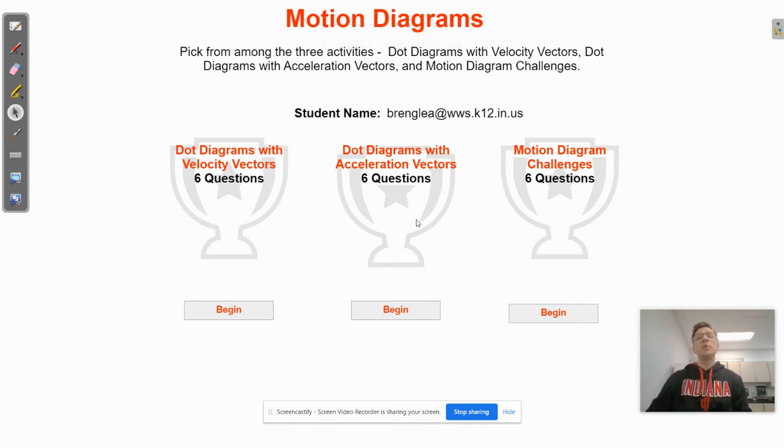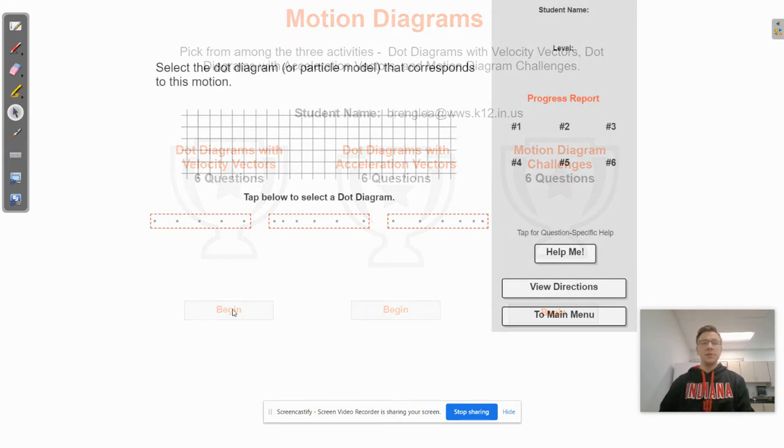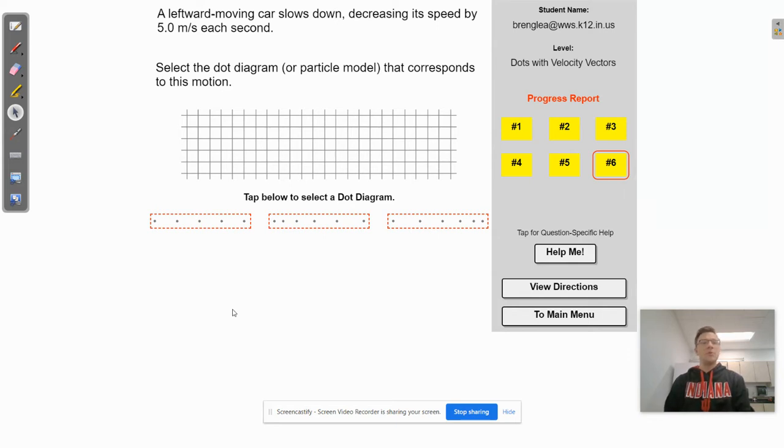Today we're going to be going over the concept builder from physicsclassroom.com, motion diagrams. And this one's all about velocity and acceleration vectors. It's super helpful. If you can understand this, then you're in good shape for acceleration. So this says a leftward moving car slows down, decreasing its speed by 5 meters per second each second. Select the dot diagram, or what we call motion map, that corresponds to this motion.